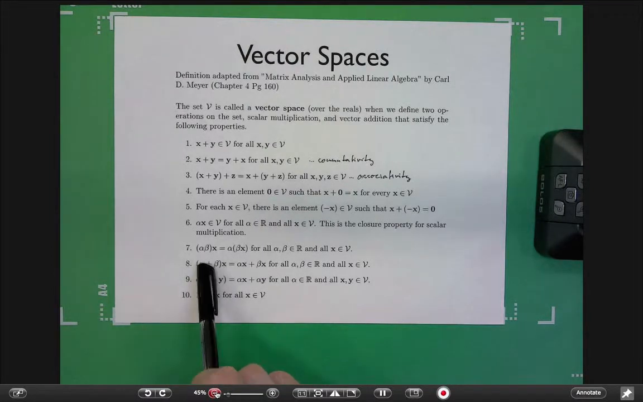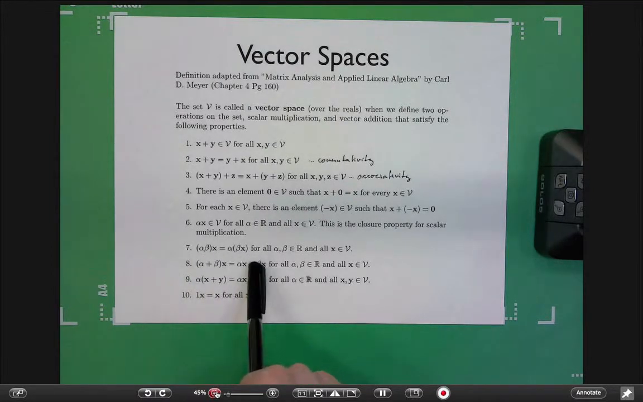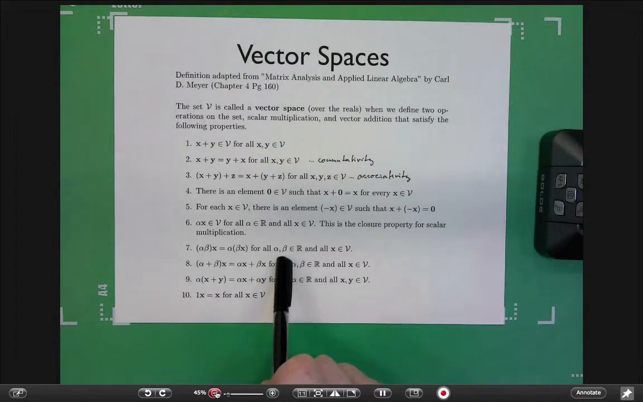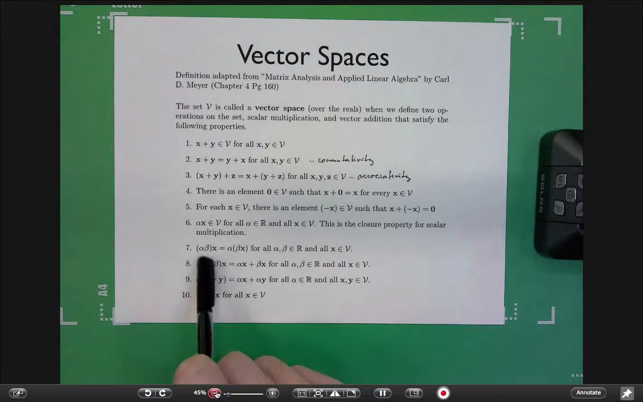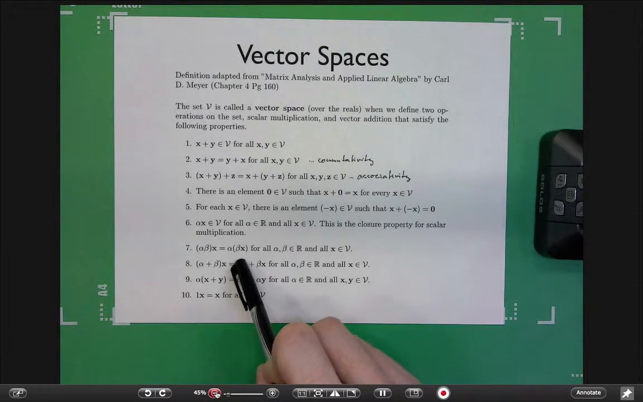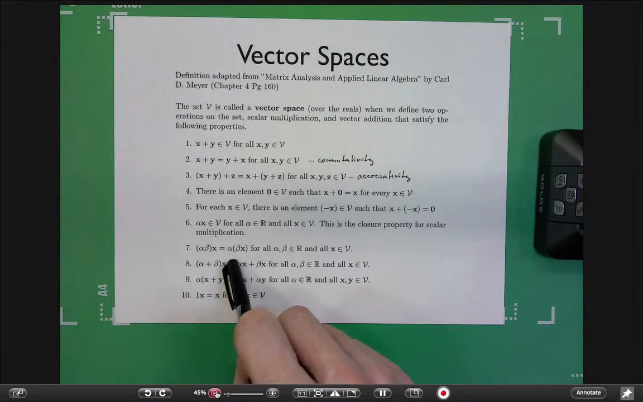Number 7 is slightly more interesting. What does it mean? It means if I take two scalars alpha and beta and an arbitrary vector x, then it doesn't matter if I first multiply the scalars together. Here the scalars are just real numbers, like floats or doubles if you are thinking programming. So first multiply the scalars and then do the scalar multiplication of the vector. Or the other way around: first multiply by beta, scalar multiplication, and then do another scalar multiplication by alpha.